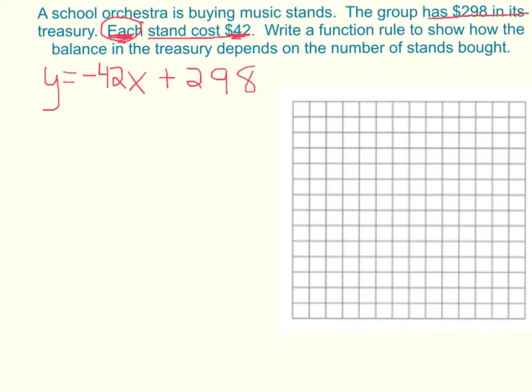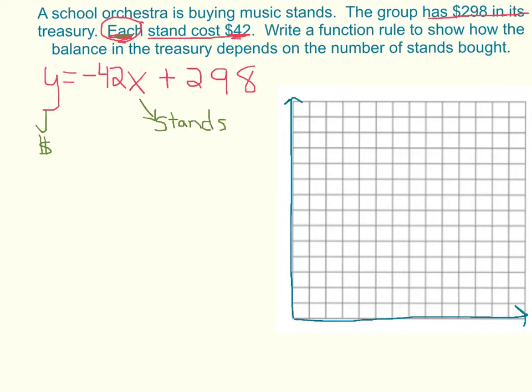$298. So after you write an equation, it's important to signify what your variables actually represent. So the x, whatever matches up with the word each, is your x variable. So x represents how many music stands you buy, and then y represents how much money is left in the treasury. So when we make our graph, our x-axis and our y-axis, we can draw them on.